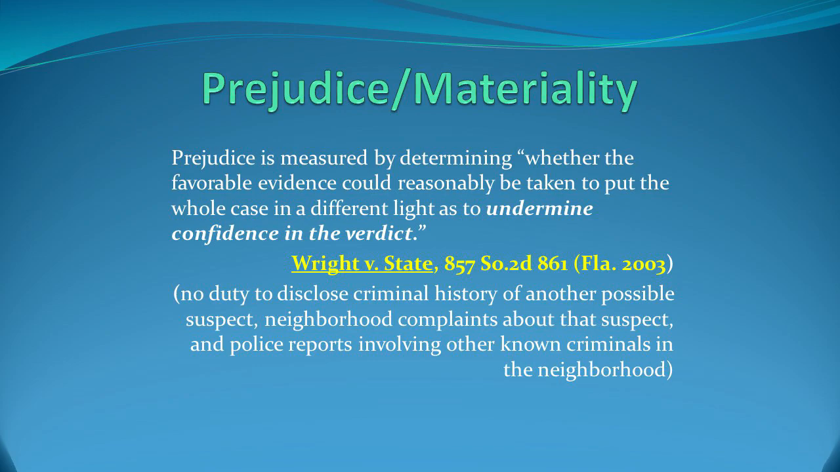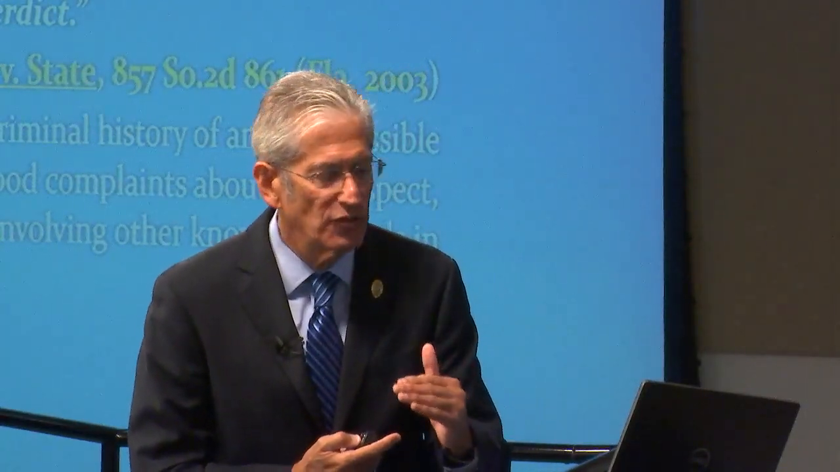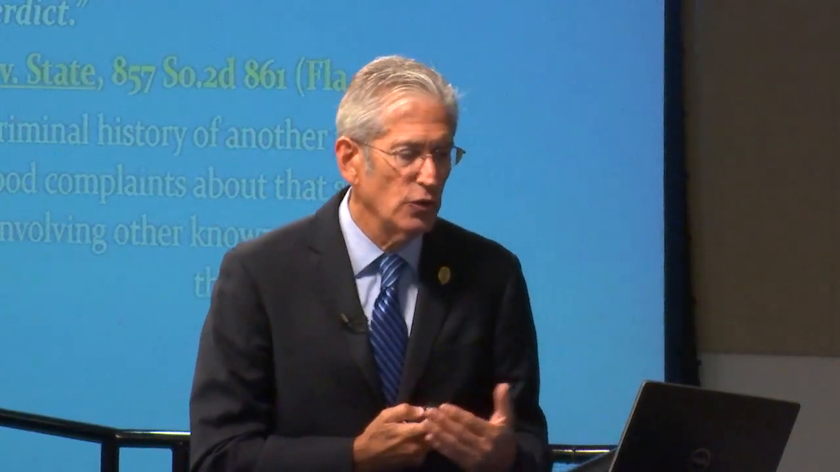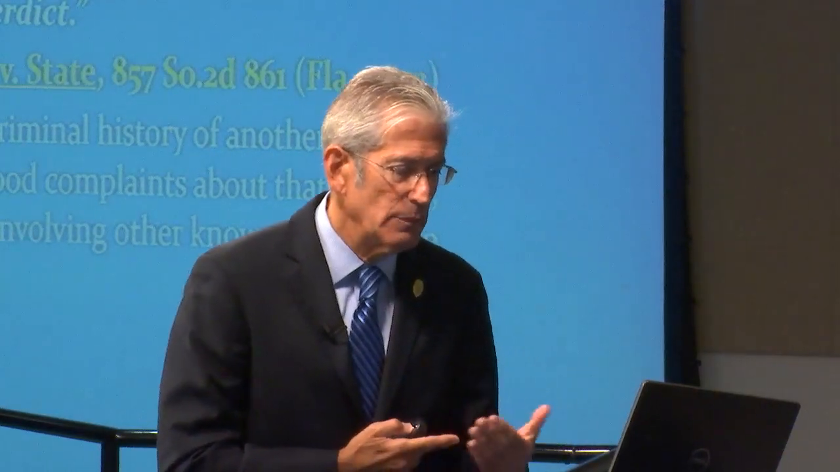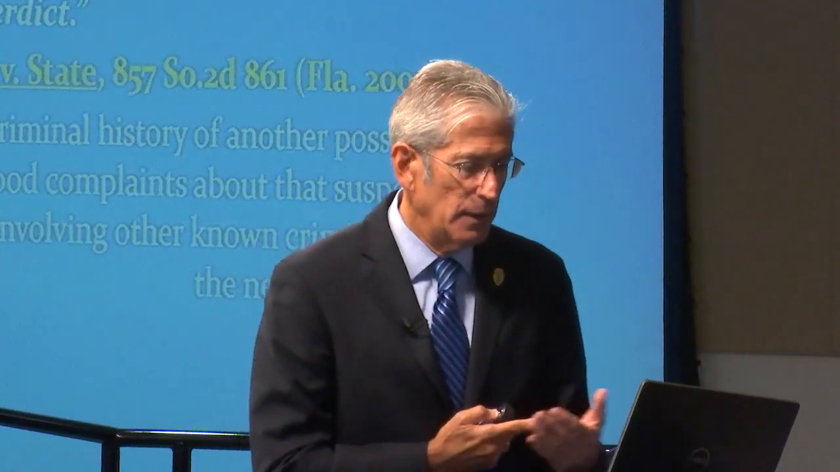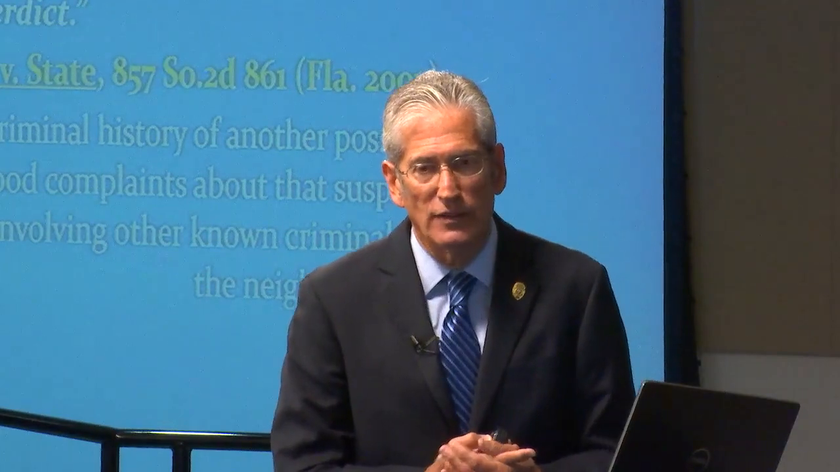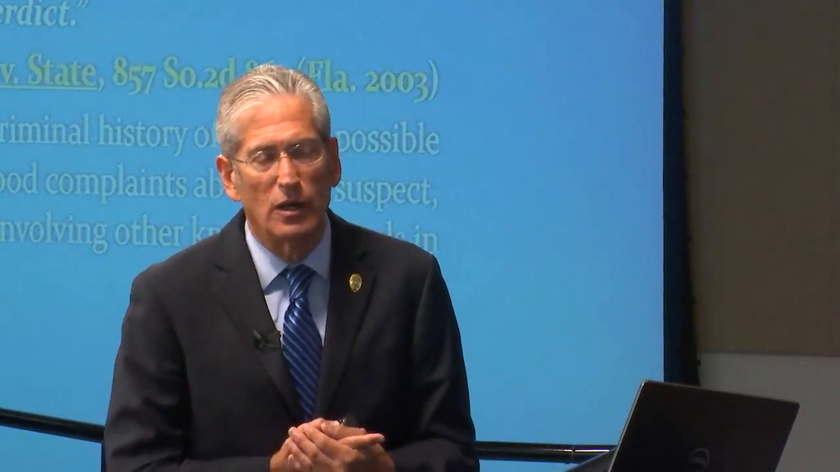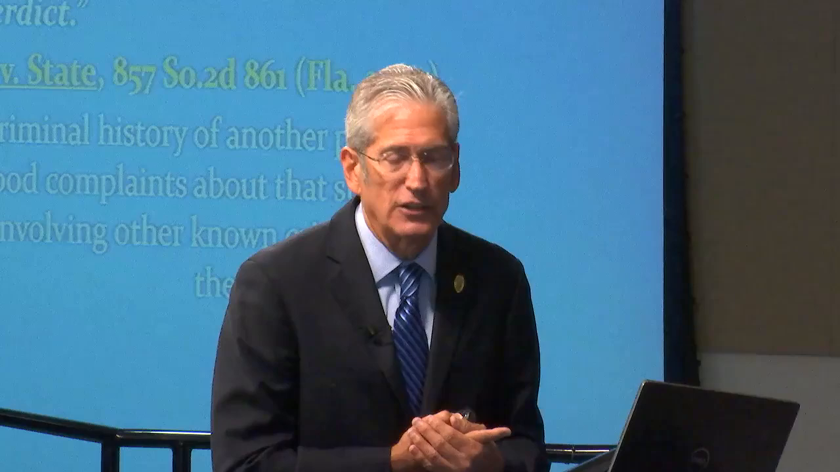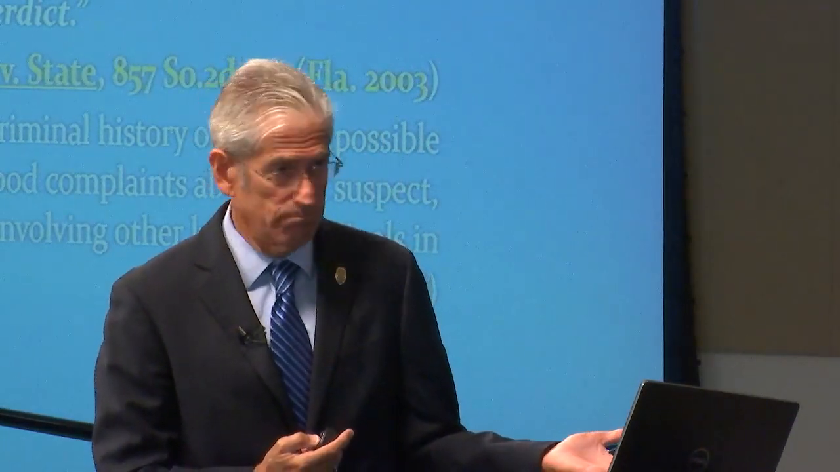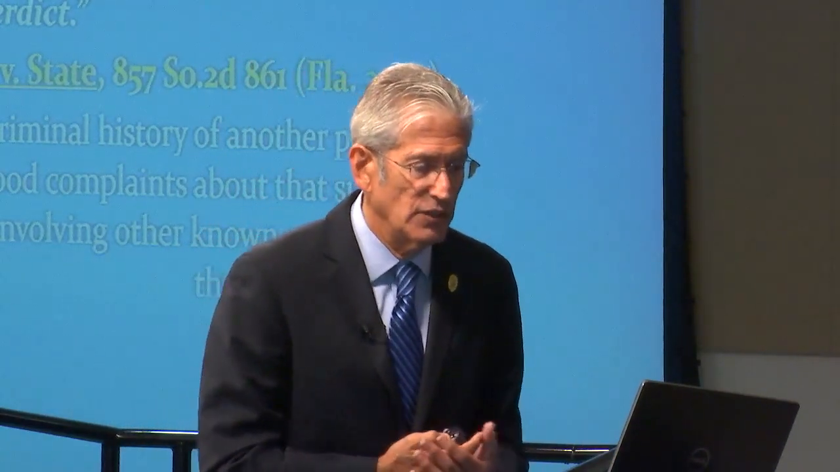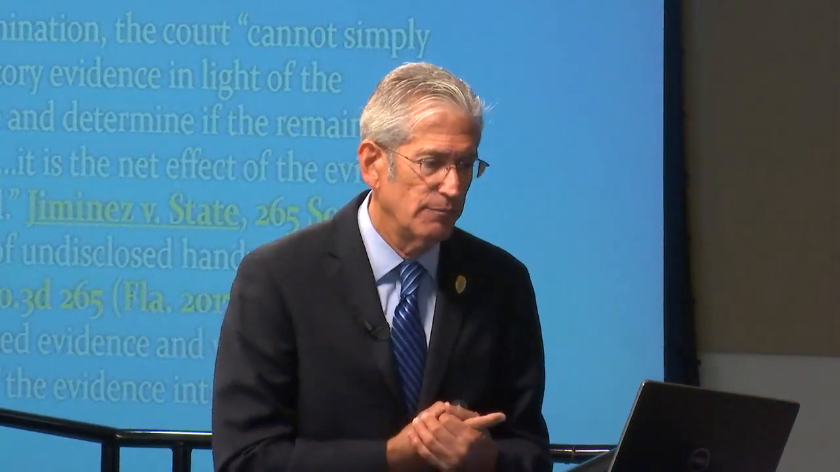Now, in Wright v. State, the court found that there was no duty, in other words, it was not material, to disclose the criminal history of another possible suspect, neighborhood complaints about that suspect, and police reports involving other known criminals in the neighborhood. Okay, that didn't rise to material exculpatory information. It could be exculpatory, it could be admissible, maybe it's not, but it doesn't rise to that materiality level.